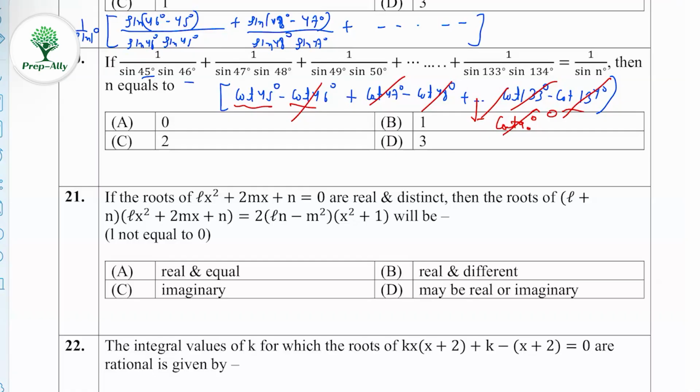Cot 45 degree is what? 1. So 1 divided by sine 1 degree. So I'll get 1 divided by sine 1 degree. So what will be the value of n? N is 1.